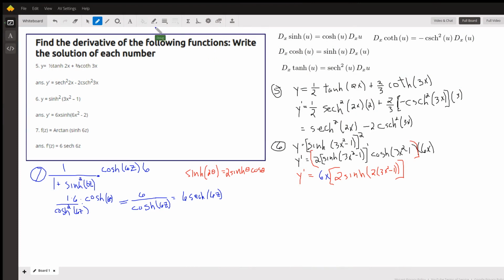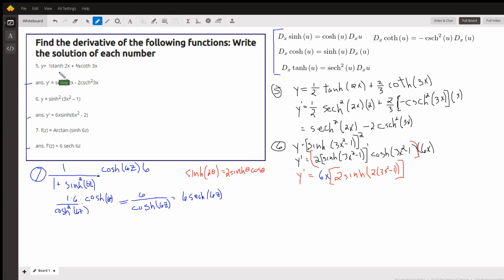Okay, here's some things you need to know before you can take these derivatives. And there's also some identities you need to know before you can get the answers that you have listed here. So the derivative of hyperbolic sine is hyperbolic cosine, and I'll let you read the rest.